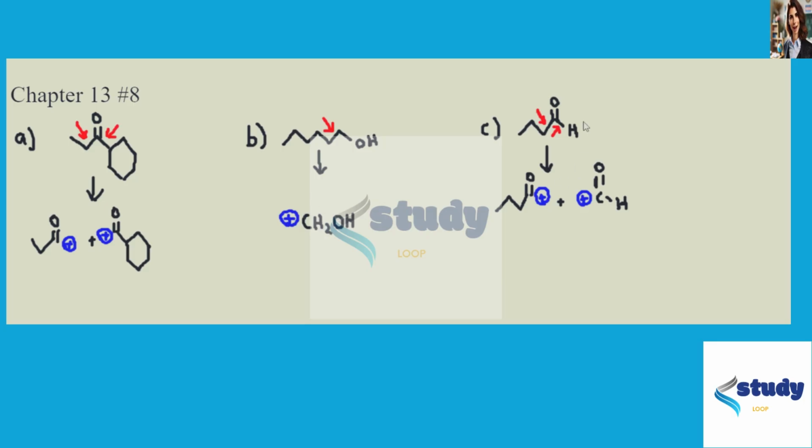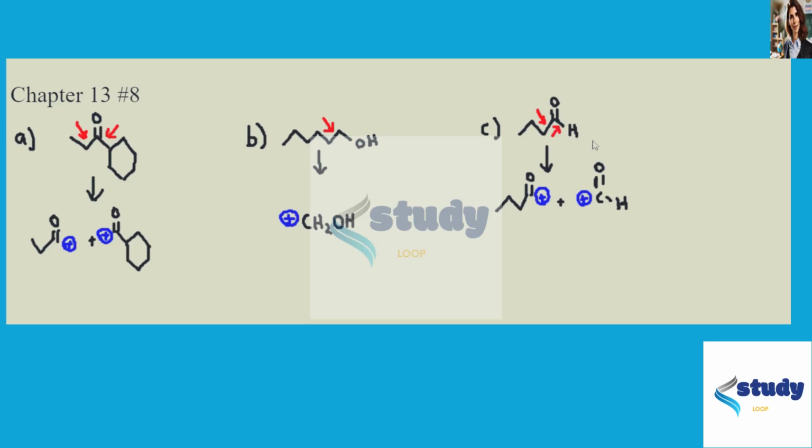From B, alpha cleavage on this alcohol substrate is going to result in the bond between the carbon with the alcohol and its adjacent carbon breaking. And so the only cation that we'll get there is this one that I've drawn below it with a single carbon and the alcohol.